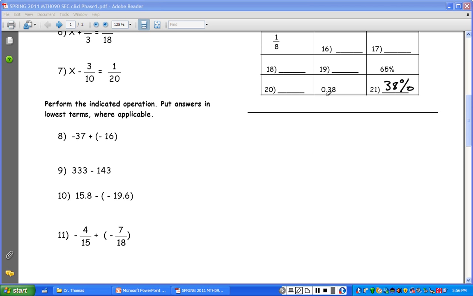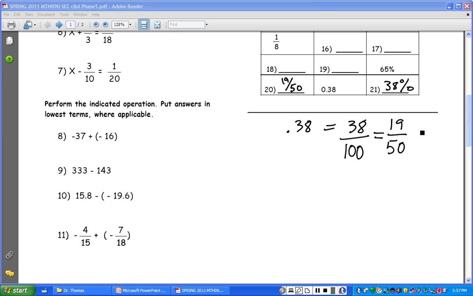Alright, how do you change 0.38 to a fraction? What place is this 0.38? Okay, hundredths place. So this is the same thing as 38 over 100, but don't forget it must be in reduced form, and I already see that both 38 and 100 can be divided by 2. So how many times does 2 go into 38? 19 times. How many times does 2 go in 100? 50 times. So the answer is 19 over 50.